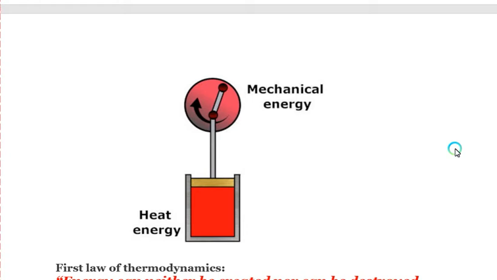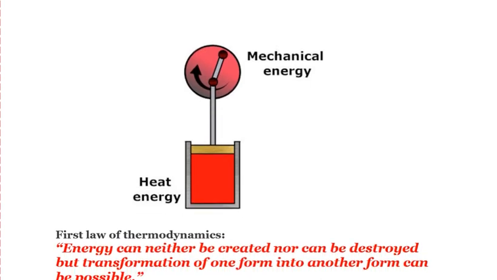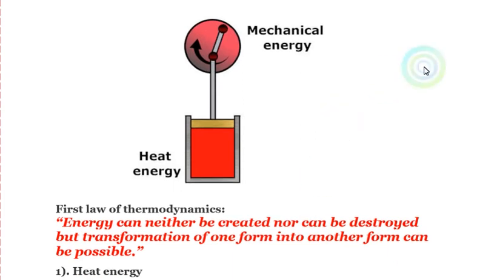So, now let me give you the exact idea about the first law of thermodynamics. So when we talk about first law of thermodynamics, we are considering that energy can neither be created nor can be destroyed, but transformation of one form into another form can be possible. Again, energy is neither created nor destroyed. It can only be transformed from one form to another. So, mula na ang atong nga first law of thermodynamics. So, this means that the total amount of energy in the universe remains constant.